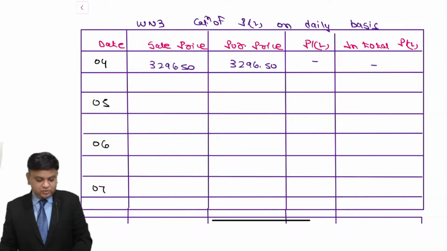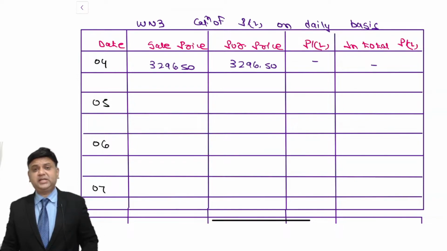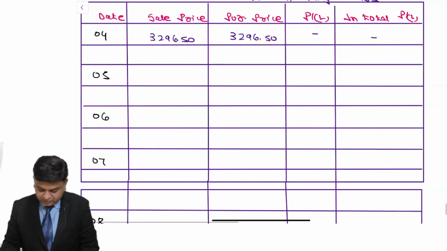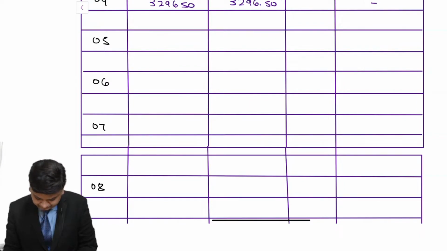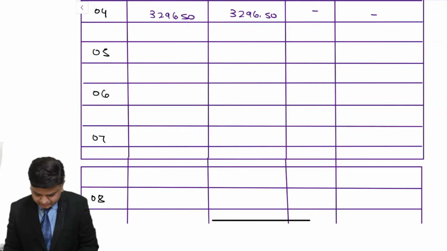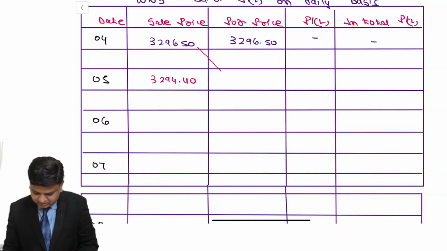On the next day the closing price is 3262.50. So we are making an assumption on behalf of the stock exchange that, let us say, on the very next day the trader is squaring off the position. So the sale price will be 3294.40, and the purchase price will be 3296.50.